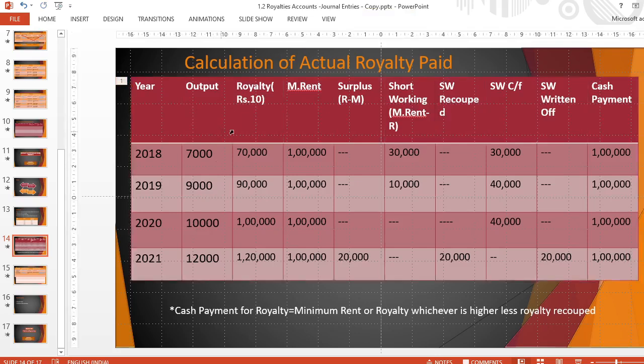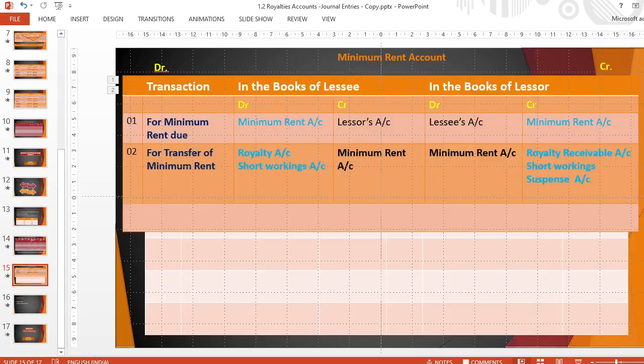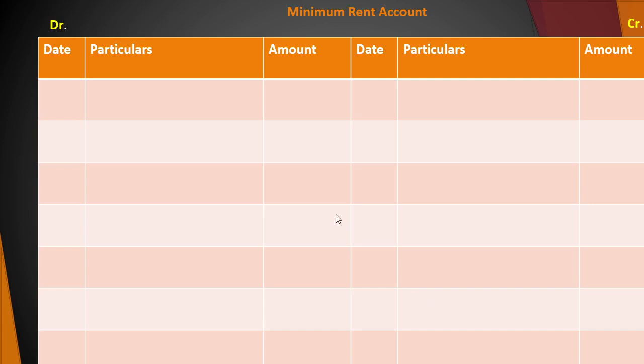So this is how we are going to prepare royalty table. It's very basic for our accounting treatment. So you should be very careful in the preparation of royalty table. So hope you understood. So let us move on to last concept, that is preparation of minimum rent account.